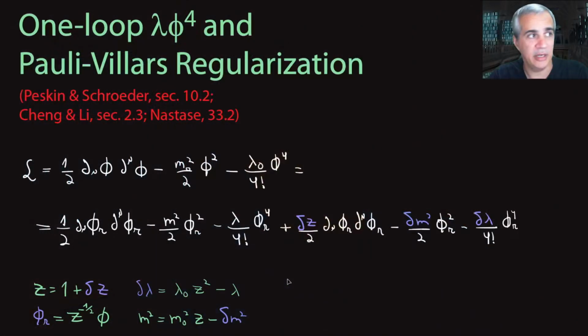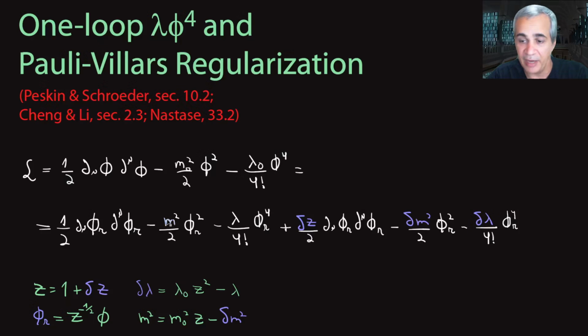Welcome back. In this video, we'll be resuming our program of renormalizing the λφ⁴ theory. We are now starting to calculate the one-loop contributions to that theory. What we have seen so far is that we can rewrite the usual λφ⁴ Lagrangian in terms of these physical quantities.